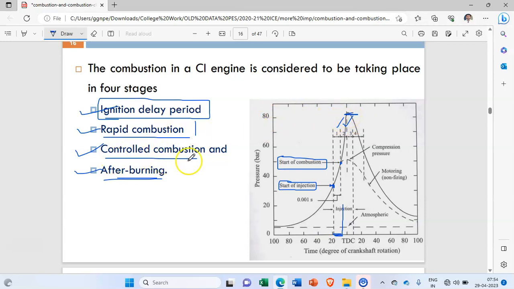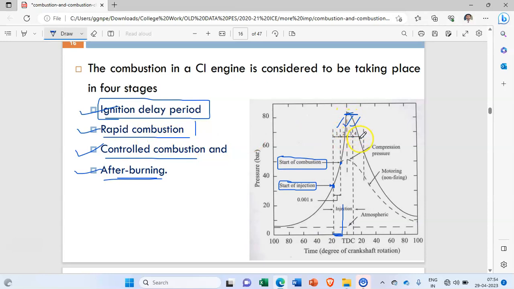Now after that there is a controlled combustion. Why is it called controlled combustion? Because the start of injection has now ended at this particular point, and this we can control with the help of our injector. That's why this particular process is called controlled combustion. So for this point number 3, if you see here, this is called controlled combustion.